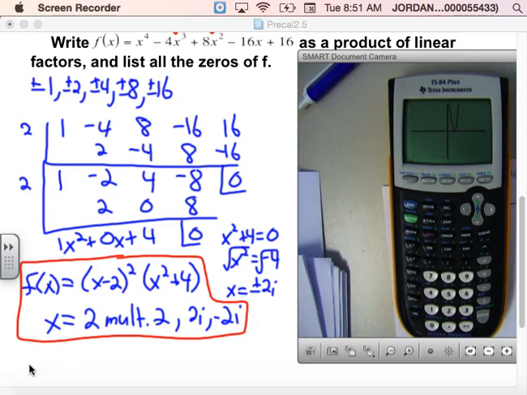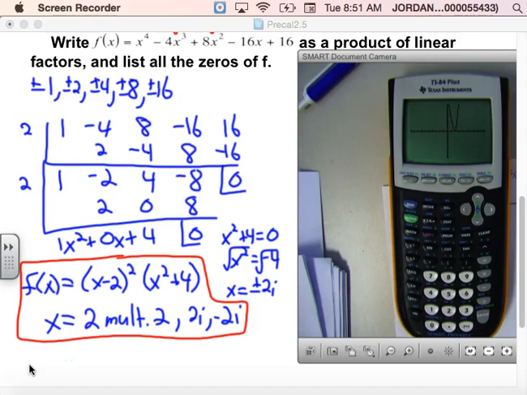So we do synthetic division with 2. We get it as a 0. We try it a second time and it works as a 0 again, which is what we expected. So 2 of our 4 zeros are 2. Then we take the factor that's left, x squared plus 4, set it equal to 0, and solve to find the other 2 zeros, which, just like the last problem, are positive 2i and negative 2i. So our zeros are 2 with multiplicity 2, 2i, and negative 2i.